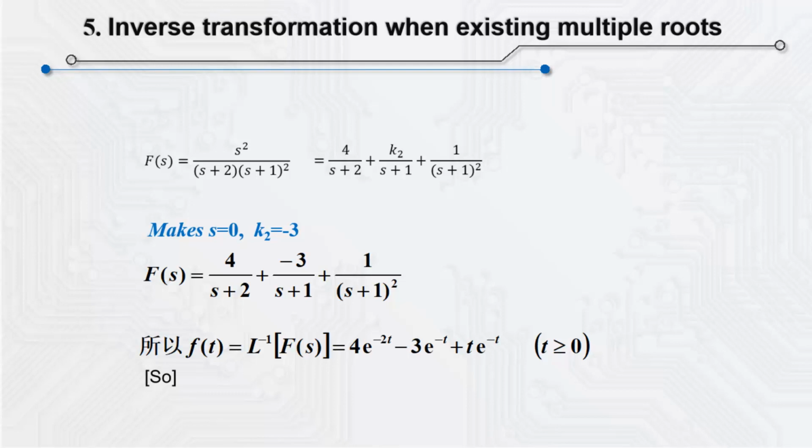Then the inverse transformation of 1 over (s plus 1) squared. We know that the Laplace transformation of t is 1 over s squared. Then the Laplace transformation of t times e to the power of -t is 1 over (s plus 1) squared. So f(t) is equal to 4 times e to the power of -2t minus 3 times e to the power of -t plus t times e to the power of -t. This is the solution when there are repeated roots.